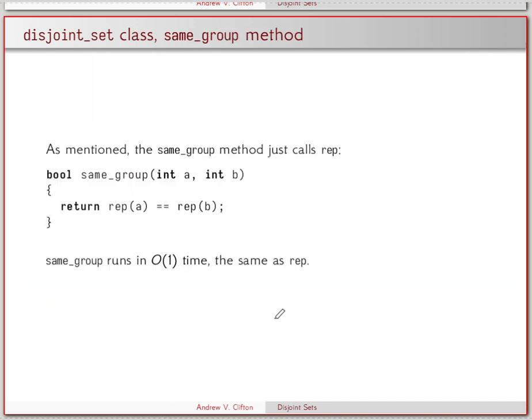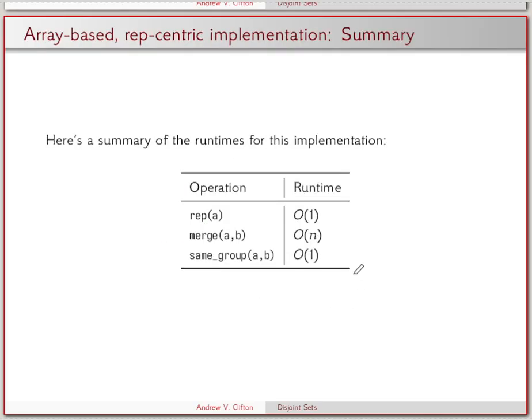So we have an O of 1 for rep and an O of n for merge here. Same group, again, is just based on rep, right? So its runtime is also O of 1 there. So just to sum up, this version is pretty good at doing rep and same group, but kind of slow at doing merges. And remember, the whole point is we want to save time by doing merges here. So having a slow merge kind of is not super great here.